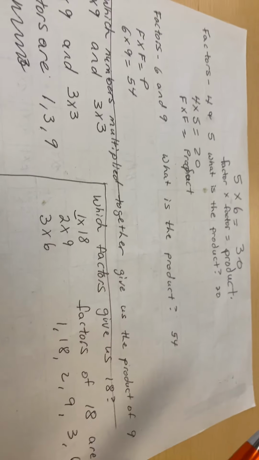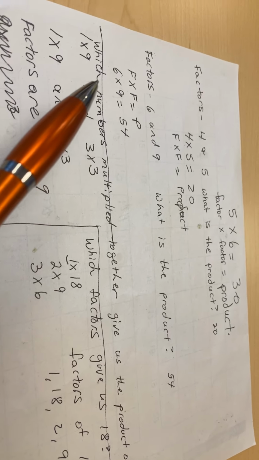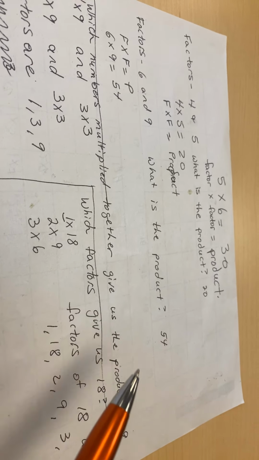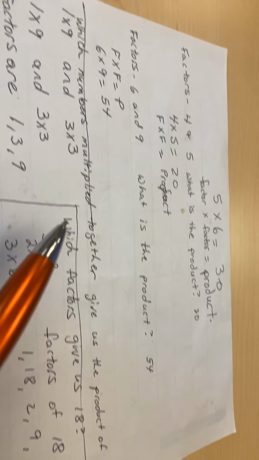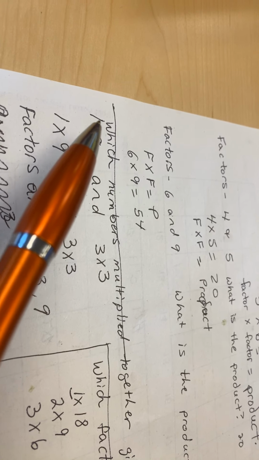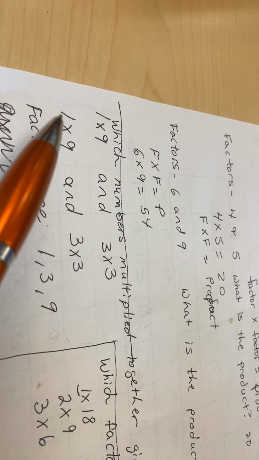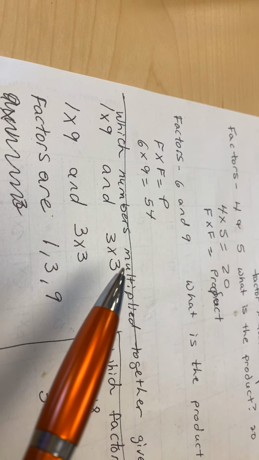Okay, now we're going to explain this a little bit more. Which numbers multiplied together give us the product of 9? How can you get 9 by multiplying factors? You can multiply 1 times 9 equals 9, and 3 times 3 equals 9.